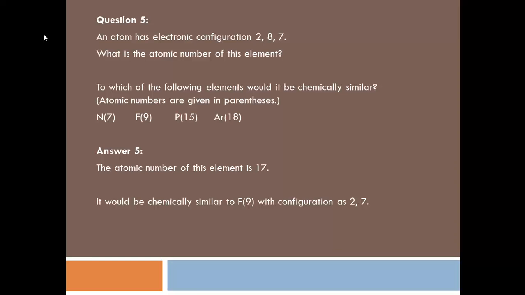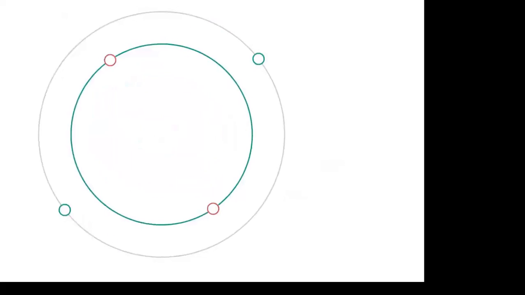We know that all the atoms in the same group will have the same number of valence electrons. So among these, we know nitrogen is electronic configuration 2, 5, fluorine 2, 7, phosphorus 2, 8, 5, argon 2, 8, 8. So among these, fluorine has the electronic configuration 2, 7, which is similar to the electronic configuration of the given element, that means chlorine. Okay. So chlorine and fluorine will come in the same group. They are chemically similar as their valence electrons are equal.